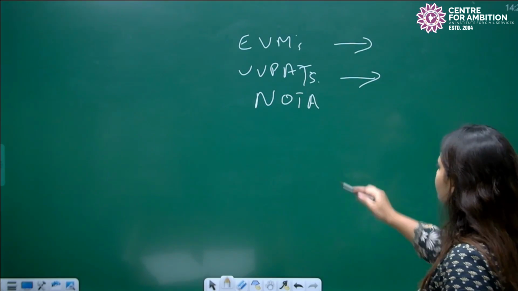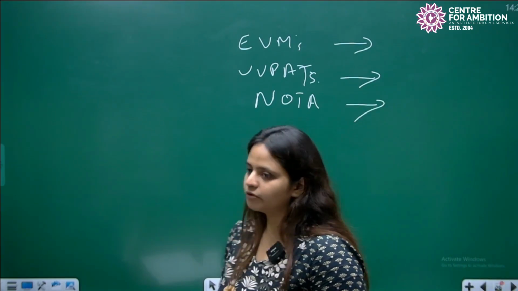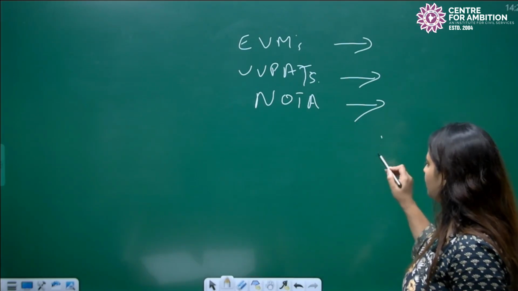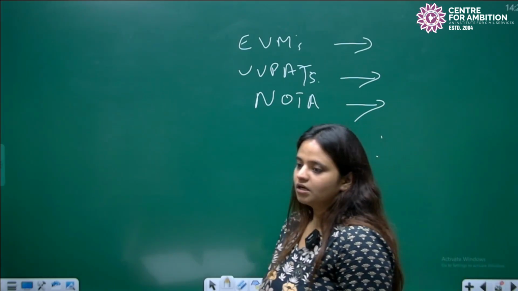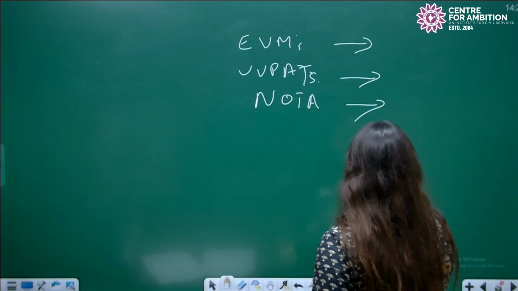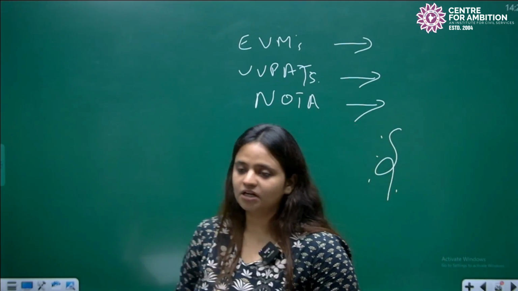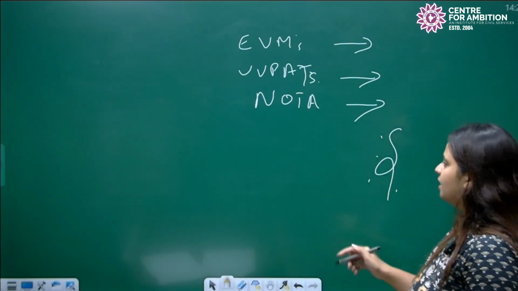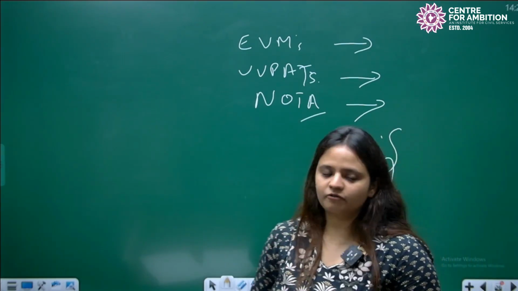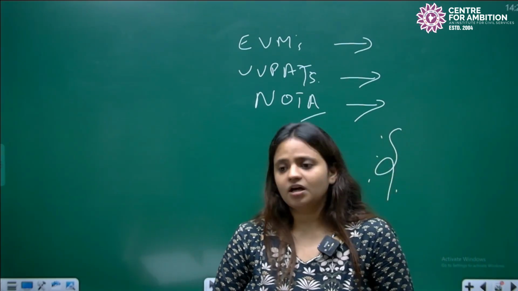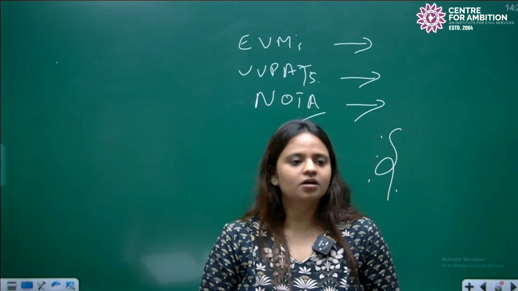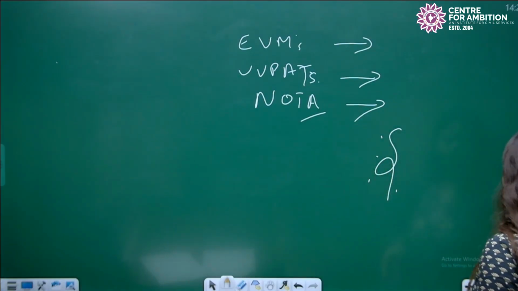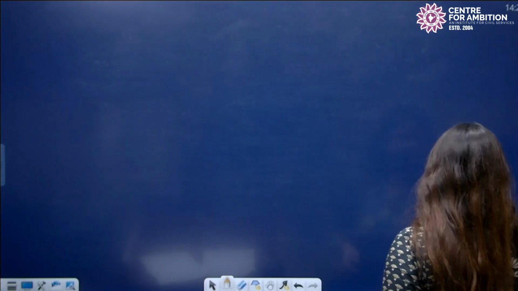NOTA is another option that is given to the voters. If I do not go with the political parties that are here, if I do not want to elect any of the political parties mentioned here, then I can choose the option of NOTA, which means none of the above. I do not wish to choose any of the political parties that are mentioned over here. So these are some of the electoral reforms that are in our country.